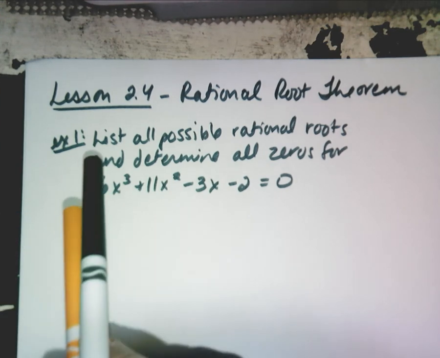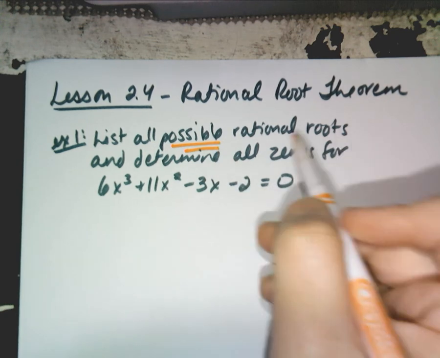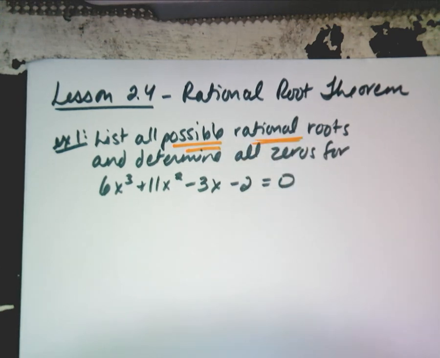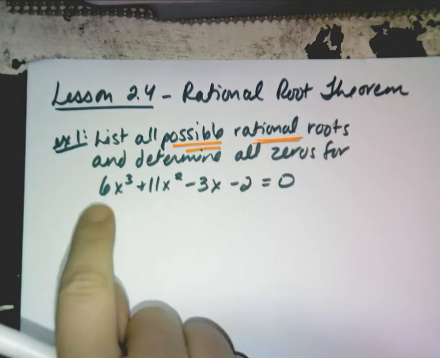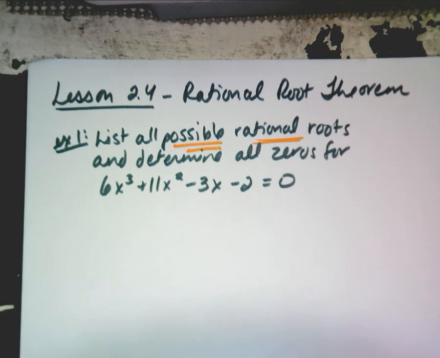You are going to list all the possible rational roots and then determine all the zeros for 6x cubed plus 11x squared minus 3x minus 2 equals 0. First things first, do you even know what the word rational means? Or do you know what a ratio is? Yes, I think a rational number is something.